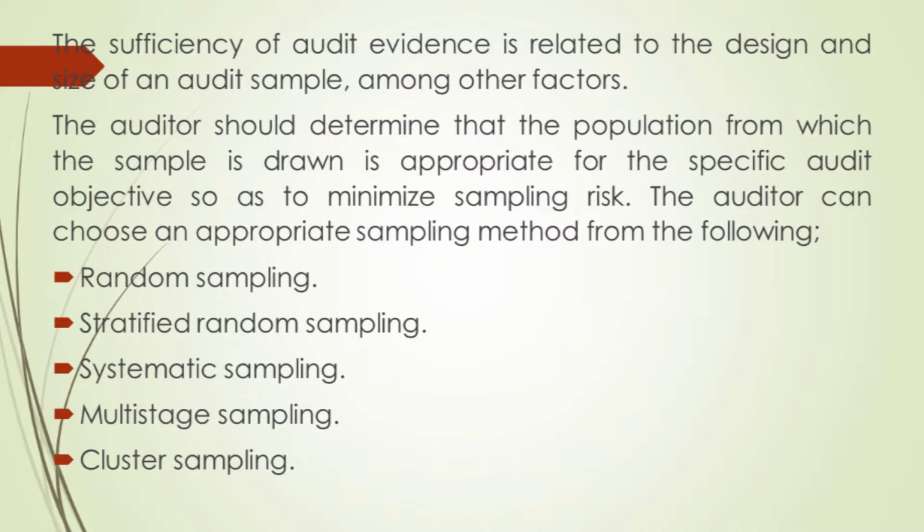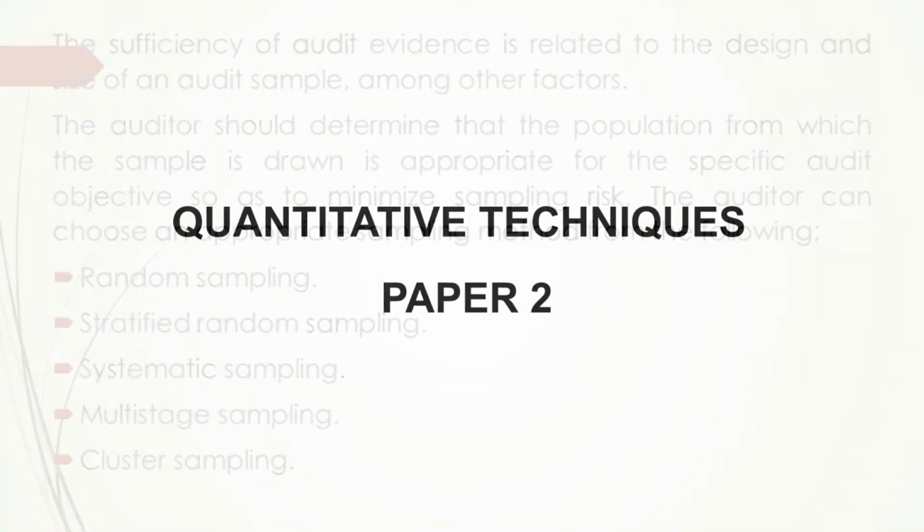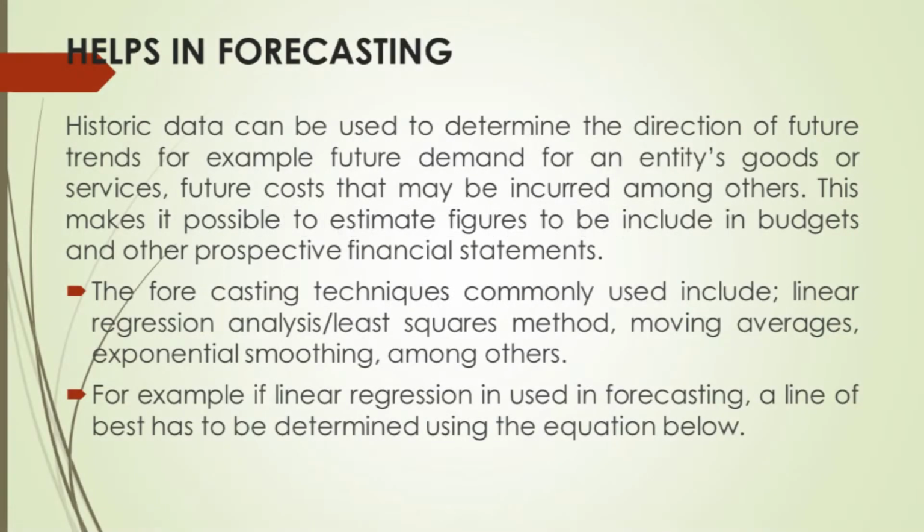So some of the sampling techniques we have are random sampling and stratified random sampling. You can use systematic sampling and multi-stage sampling. These are some of the sampling techniques which somebody can use. Then we have this subject helping us in forecasting. So trying to come up with figures which, for example, we can put in our budgets.